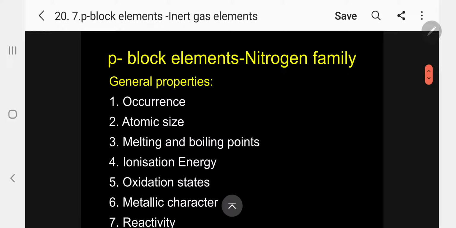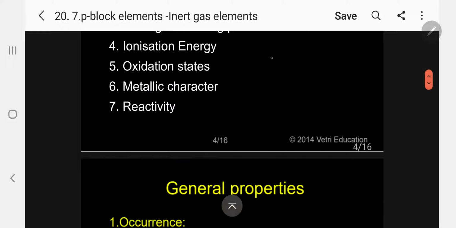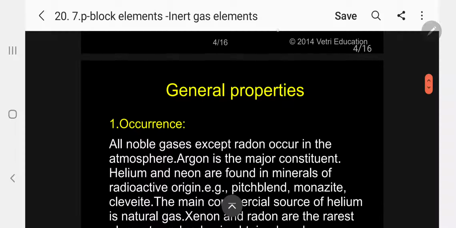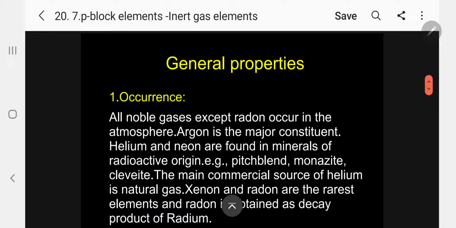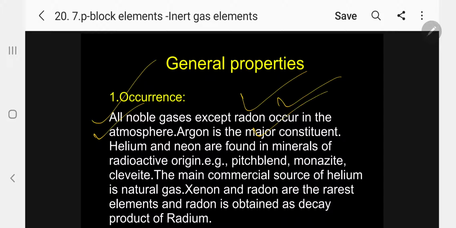And coming to the general properties, I am going to give occurrence. All noble gases except radon occur in the atmosphere. Argon is the major constituent.